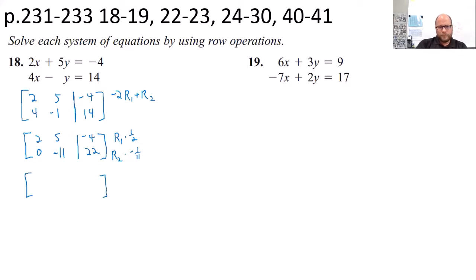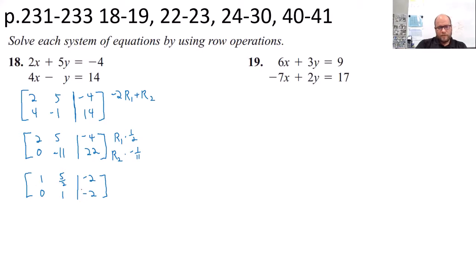we have 2 times 1/2, which is the same thing as divided by 2. So that gives us 1. 5 times 1/2, or divided by 2, is 5/2. -4 times 1/2, or divided by 2, is -2. On the bottom, 0 times any number is still just 0. -11 times -1/11 becomes +1. And then 22 times -1/11 becomes -2. So we have our two rows of this matrix.